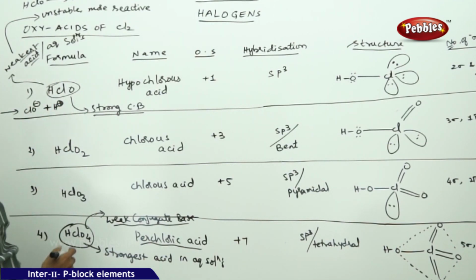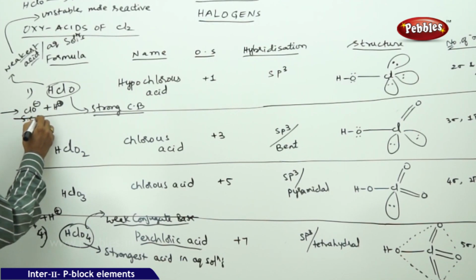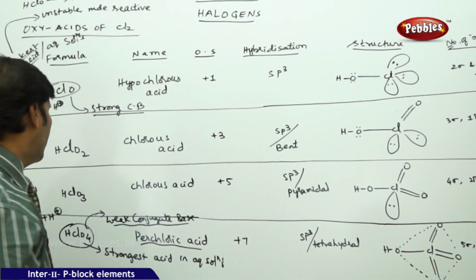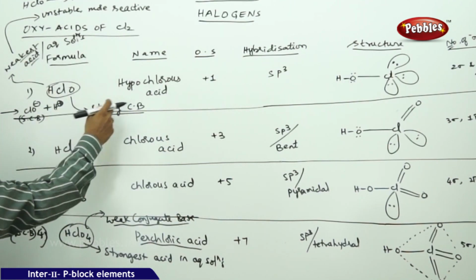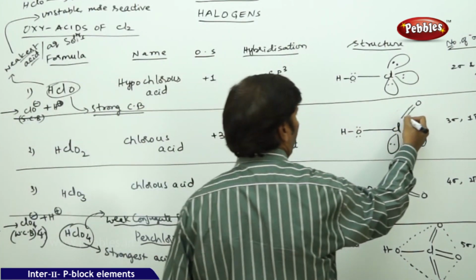And if you go for HClO4, it is a strong acid, so it has to give a weak conjugate base, ClO4 minus. ClO4 minus is the weak conjugate base, while this one is the strong conjugate base. This is the tendency of perchloric acid giving the weak conjugate base, and the tendency of the weak acid giving the strong conjugate base, which is how we can make a comparison between the oxy acids of chlorine.